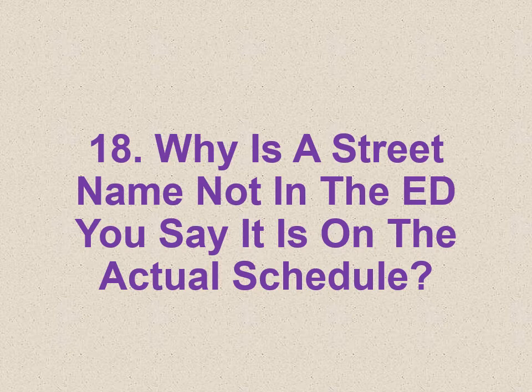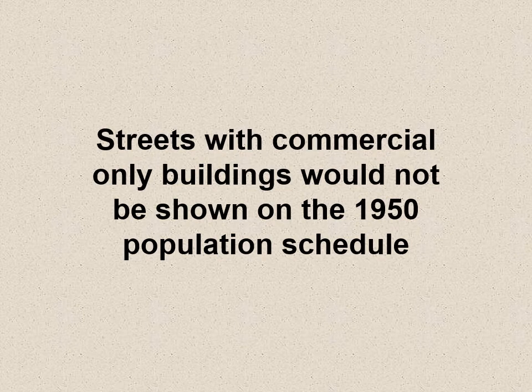So here's another FAQ. Why is a street name not in the ED you say it is on the actual schedule? A couple of answers to this. So we have a street name on our street name index, and you think, okay, then it must be on the actual schedule, the actual census when it comes out. Well, there are a couple of possible reasons. Streets with commercial-only buildings would not be shown on the 1950 population schedule. Maybe the enumerator went down this street, didn't know that in the back there was some sort of residence there, missed it, etc. That's one possibility.